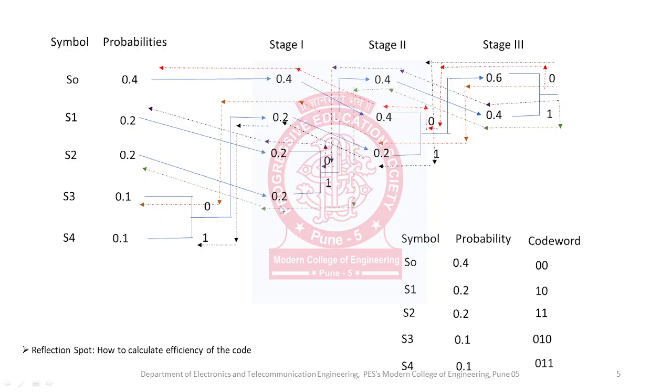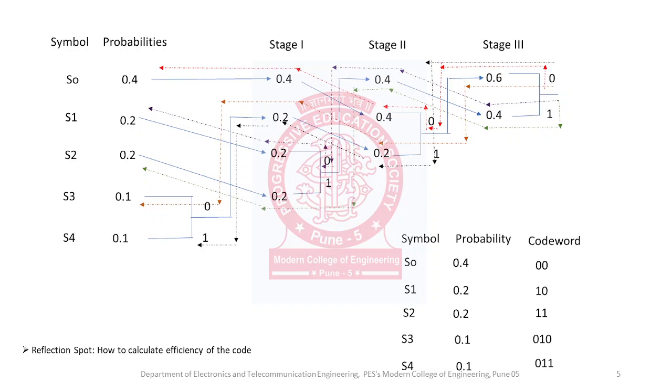Now the next step is to calculate the efficiency, because we are doing the Huffman coding in order to improve the efficiency. Now how to calculate the efficiency? Efficiency is equal to entropy divided by the average code word length. Now what is entropy? Entropy is nothing but the average information content per source symbol.